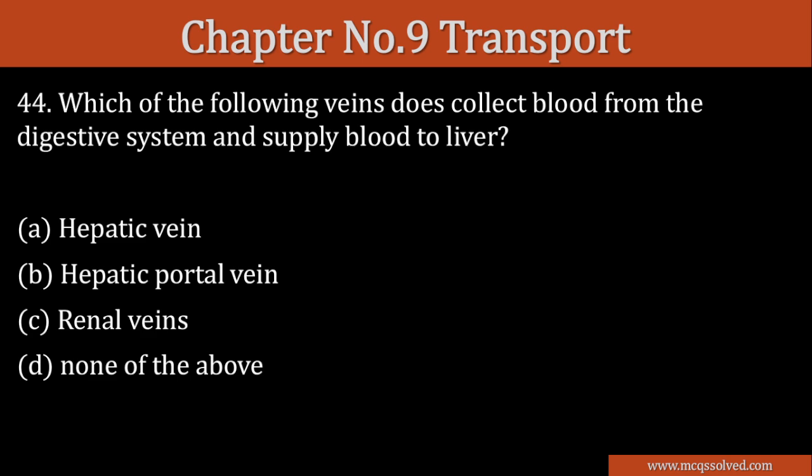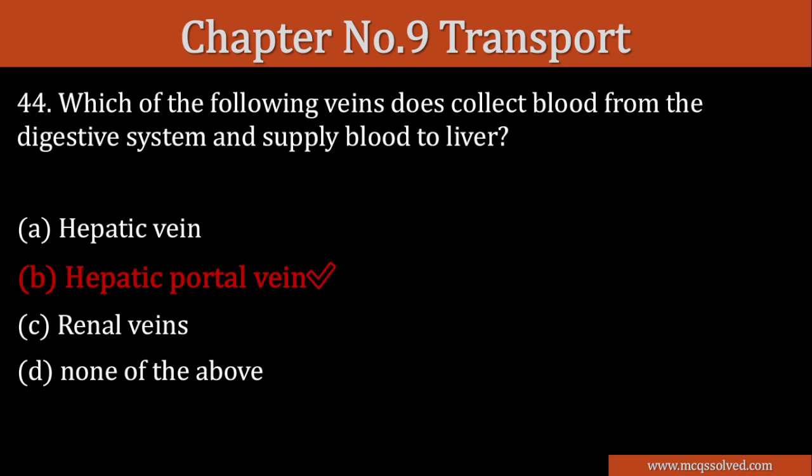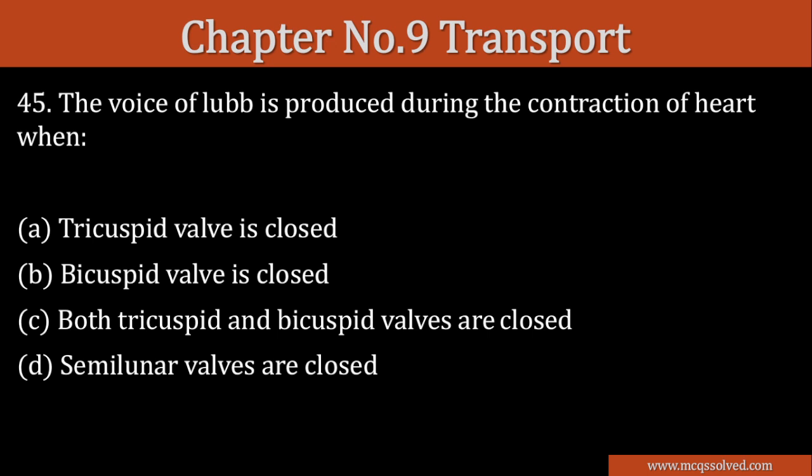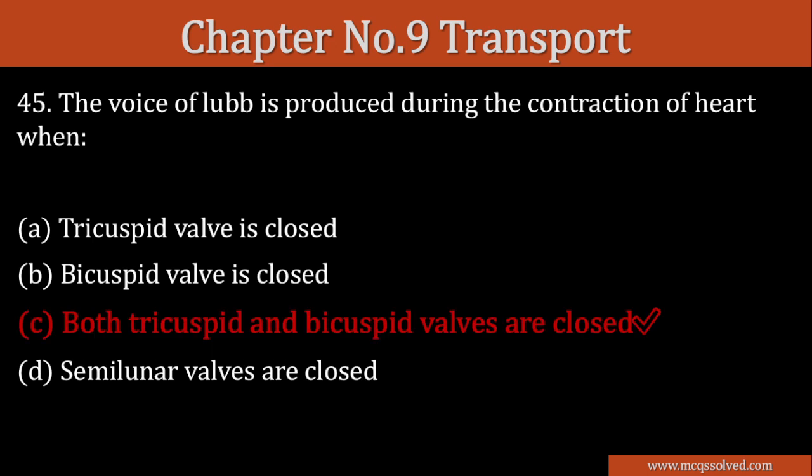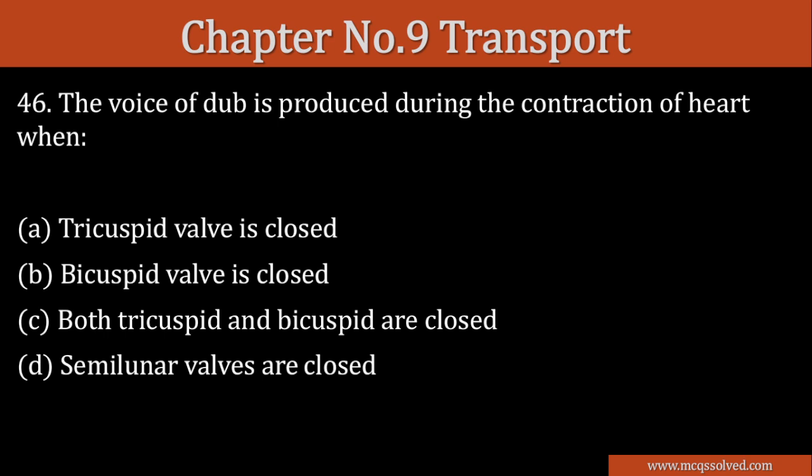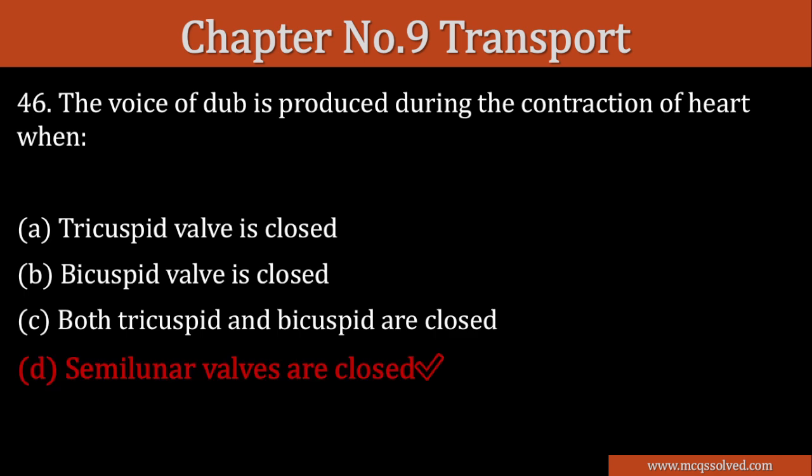Which of the following veins collects blood from the digestive system and supplies blood to the liver? Hepatic portal vein. The lub sound is produced during the contraction of the heart. The right option is both tricuspid and bicuspid valves are closed. The dub sound is produced during the contraction of the heart. Semi-lunar valves are closed.